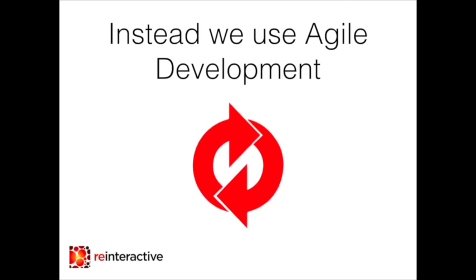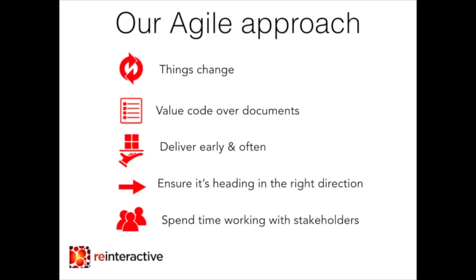So instead, we use Agile development because we don't like some of those limitations that Waterfall brings to the project. So Agile, for us, means that we believe that ideas and requirements are going to change as products are developed and used by end users. And we value working code over extensive documentation. We like to deliver early and often, to allow people to give us feedback on how the project is progressing and actually use the software to give feedback.